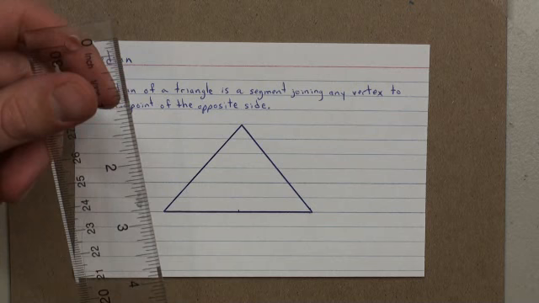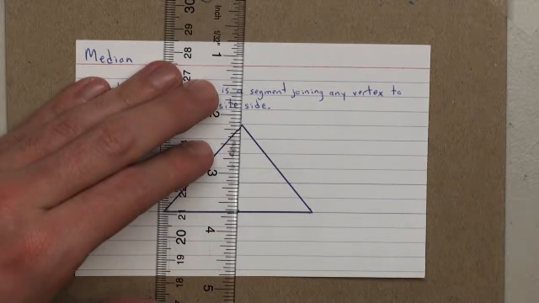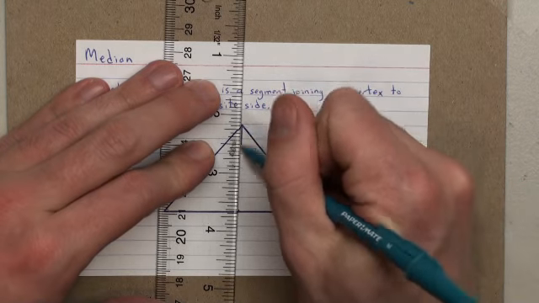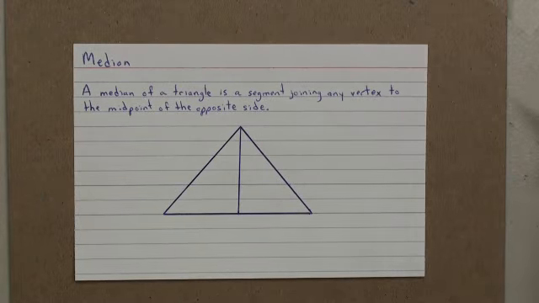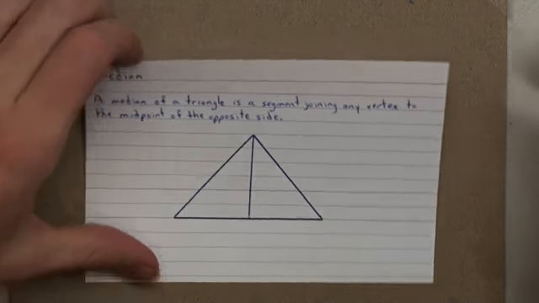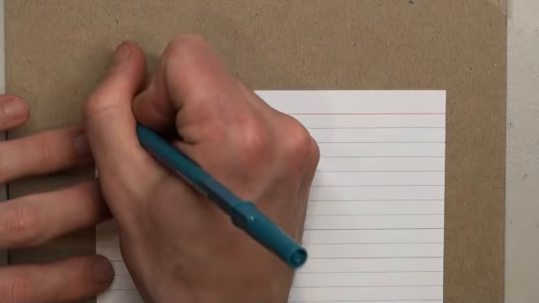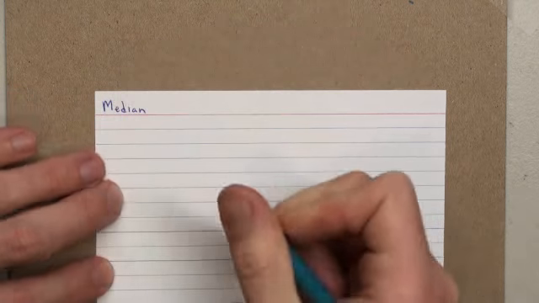So a median goes from the vertex. That looks way too much like an altitude. So we're going to do this card over again. All right. So let's talk about median.